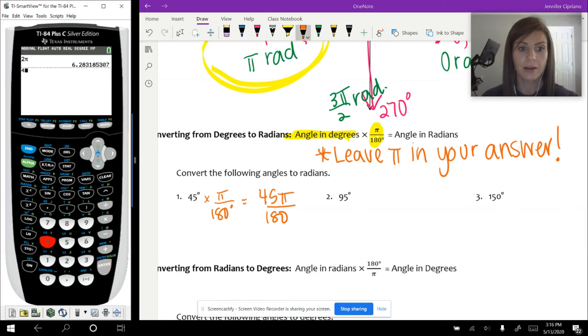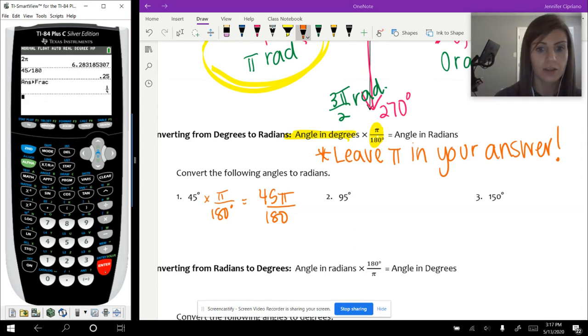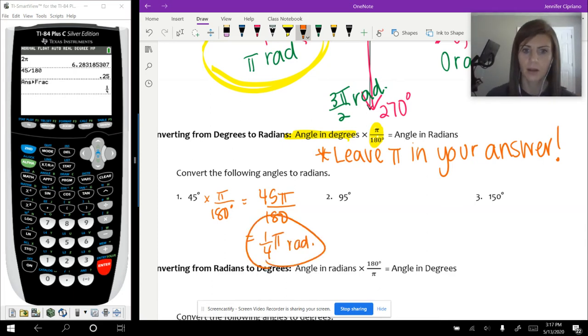So if you have a graphing calculator, this is really easy. You just type in 45 divided by 180, and it'll give you the decimal. And then to convert it to a fraction, you press math and that number 1, math fraction, and it'll convert your decimal to an answer. So 45 over 180 is the same thing as 1/4. So this angle in radians would be 1/4 pi radians. So you're leaving pi in your answer, you're only simplifying the number part of the answer.